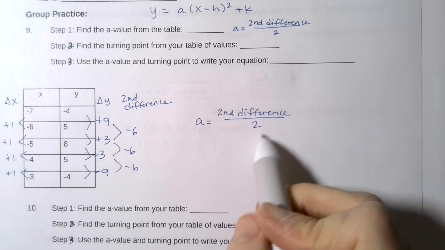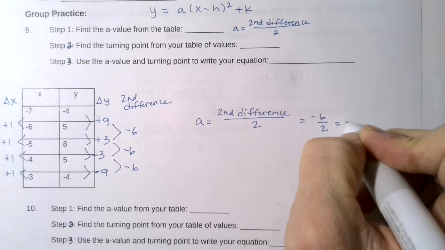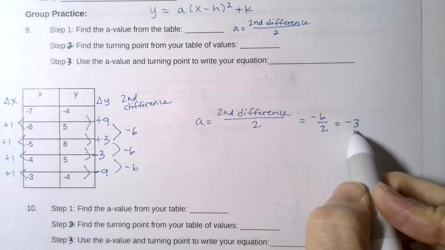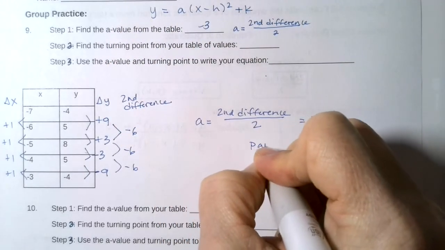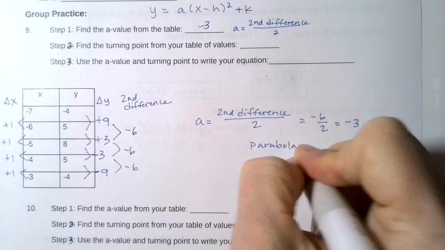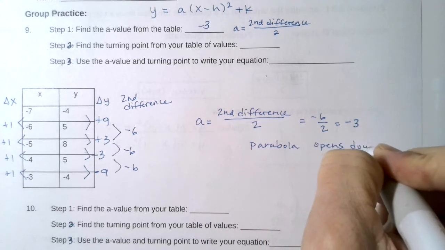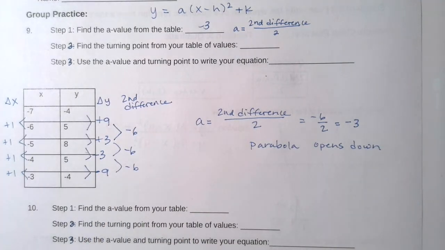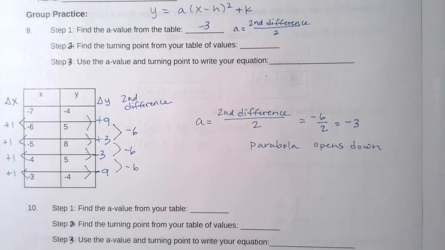So we're going to look at our second difference divided by 2. That's -6 divided by 2. We're getting -3. This tells us that our a value is -3, which also tells us that our parabola opens down. Our quadratic function opens down. So you'll notice that when you get a second difference that happens to be negative, the parabola opens down. Now, finding the turning point, so circle that in your table of values.